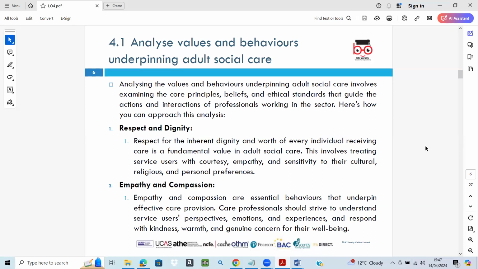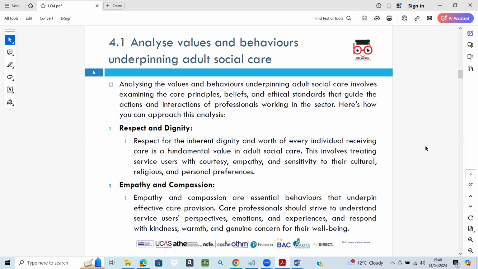Both empathy and compassion are not just about feeling, but about demonstrating through action that we understand and are committed to addressing the holistic needs of service users. So this commitment can manifest in small acts like listening attentively, providing comforting words, or adjusting care practices to better suit the emotional state and needs of service users.